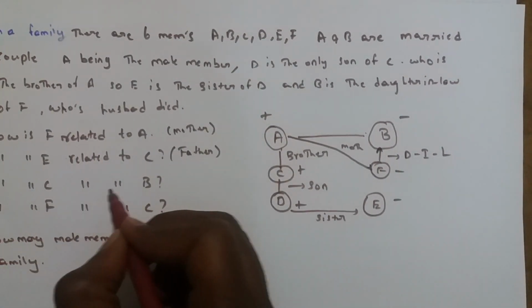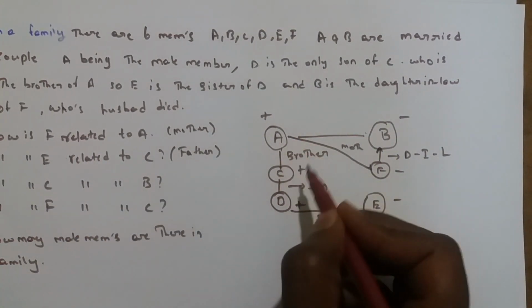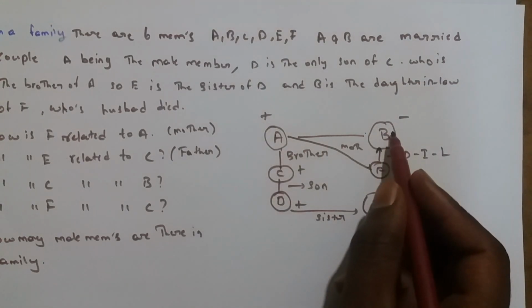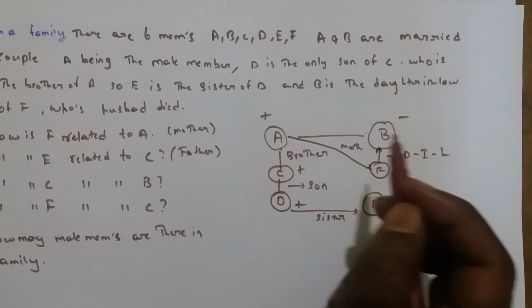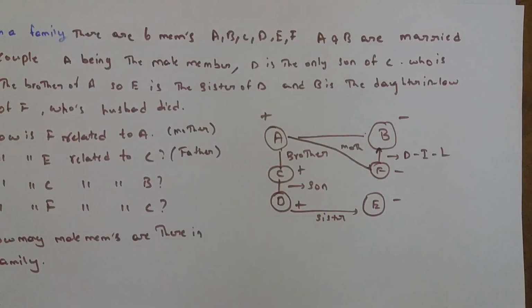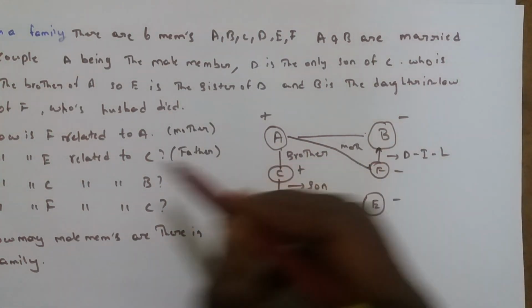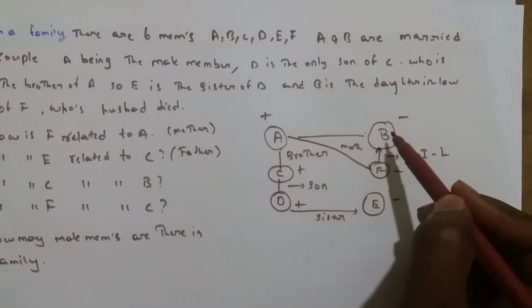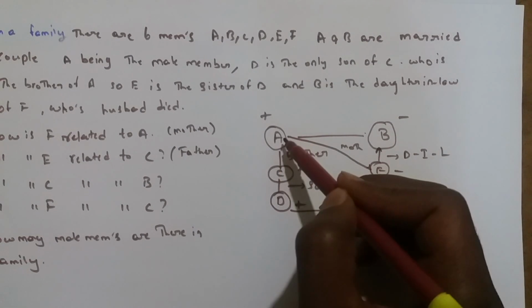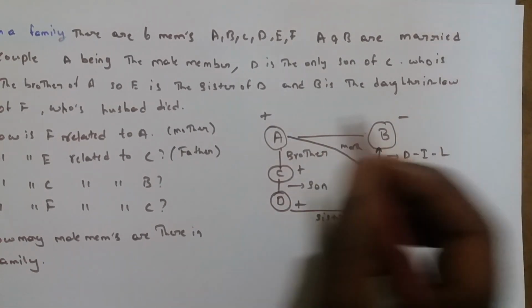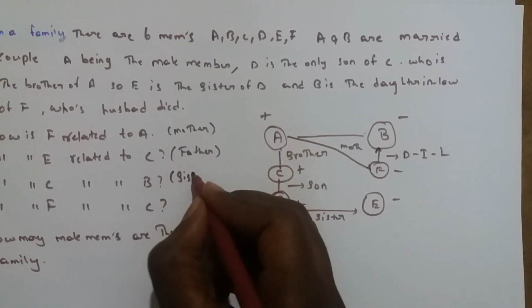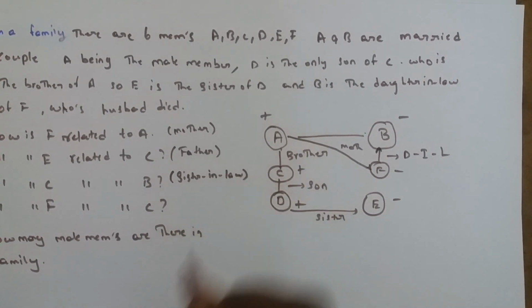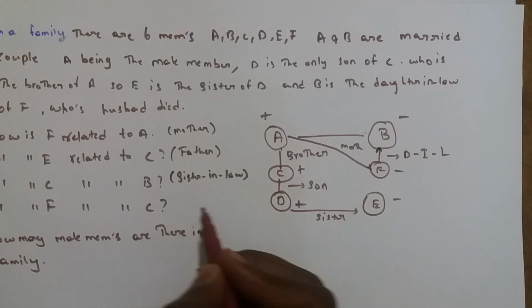How is C related to B? C's brother is A, and A's wife is B. Brother's wife will become sister-in-law. So the answer is sister-in-law.